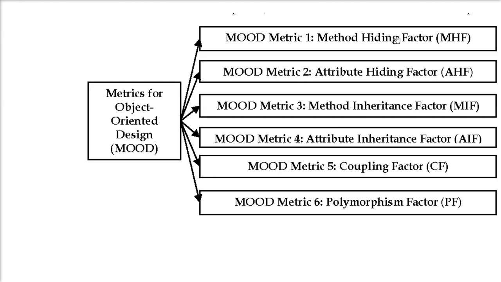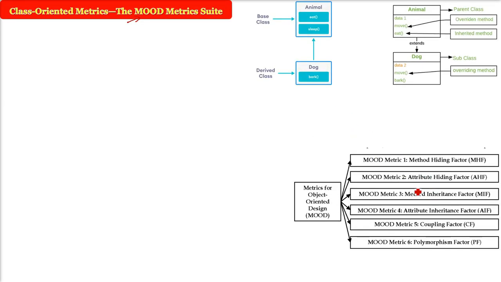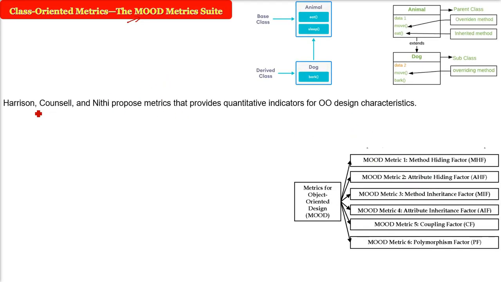The first metric is method hiding factor. The second one is attribute hiding factor. Third one is method inheritance factor. Fourth is attribute inheritance factor. Then we have the coupling factor, and finally the polymorphism factor. So two of them we are going to see.